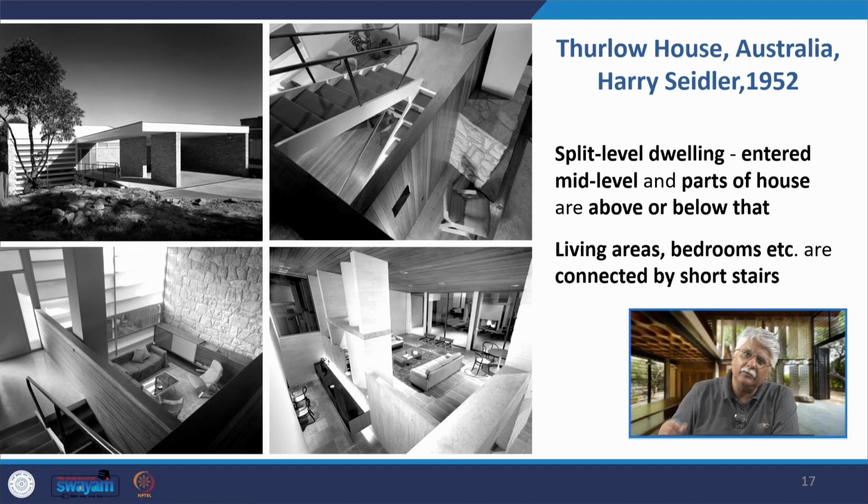In 1952, the split level dwelling, you enter the house at a mid level, part of the house is above and part of the house is below that. The living areas, etc. are all connected by short staircases. You see this kind of level change as you saw in the Villa Müller pictures.